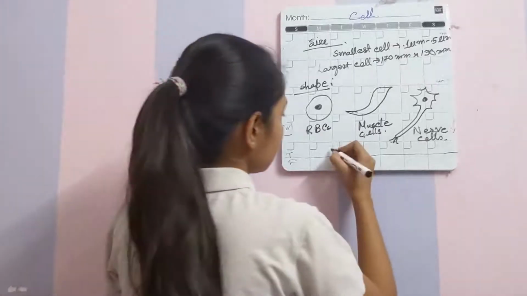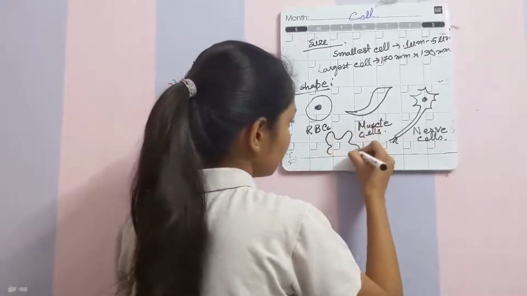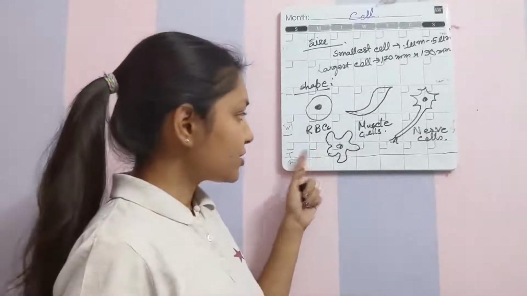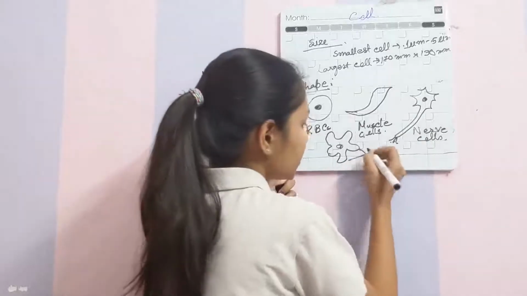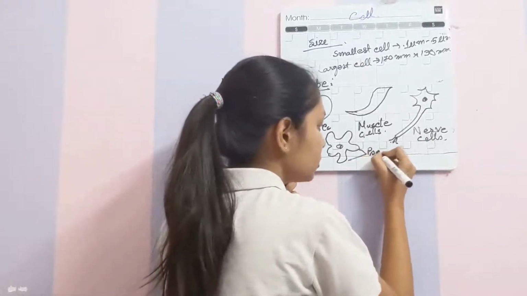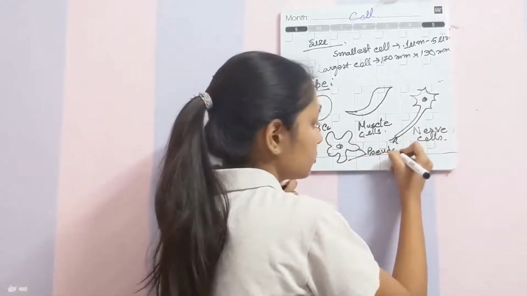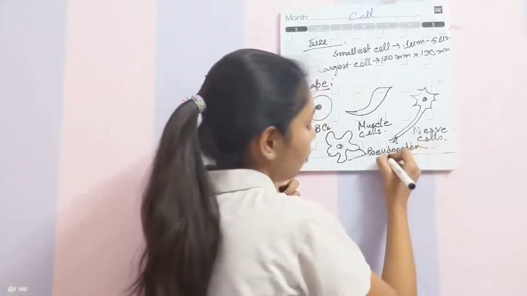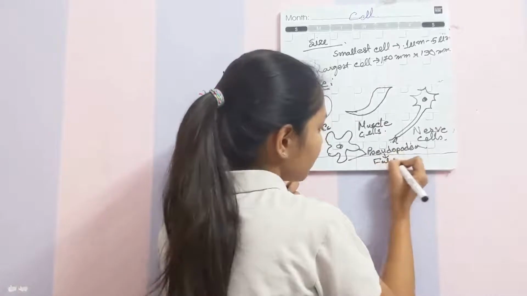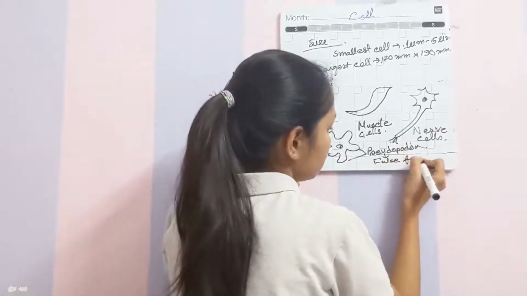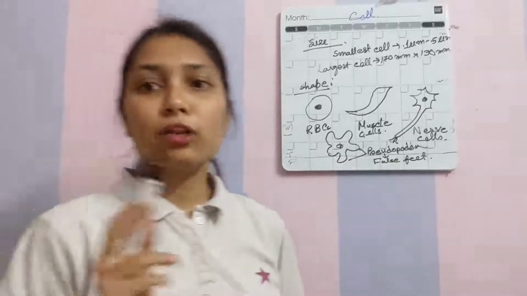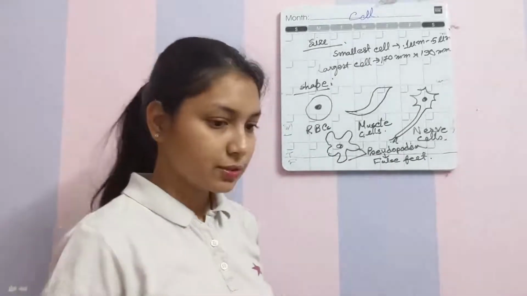And next is an amoeba cell, right? Which doesn't have a definite structure. And these elongations are called pseudopodia or false feet, which help an amoeba to eat and for locomotion, both purposes.